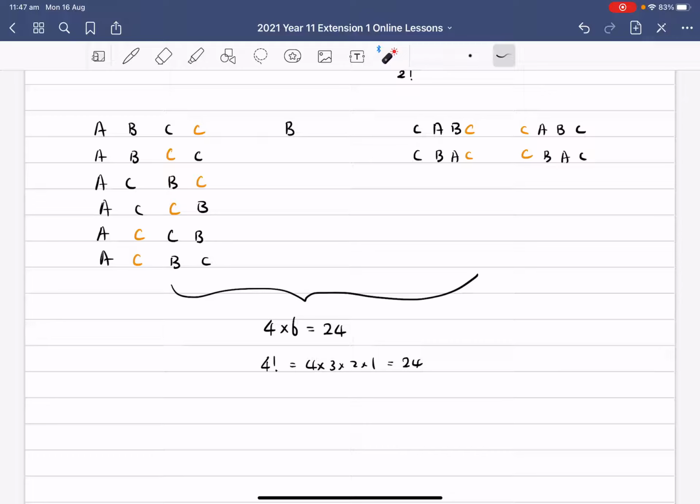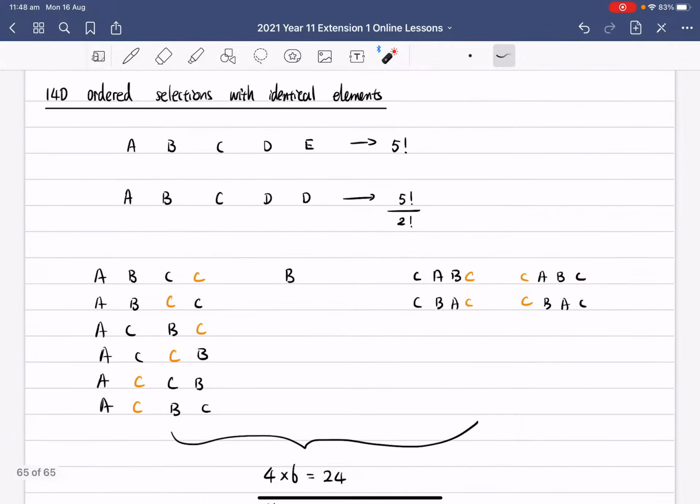Therefore, if we have identical elements, we're going to divide out these two elements by a factor of 2 factorial, because this time both C and D can be considered the same thing. Previously, D and C were different, so we could rearrange them in any position. But for these two letters to be the same now, these two can be interchanged without changing the word.